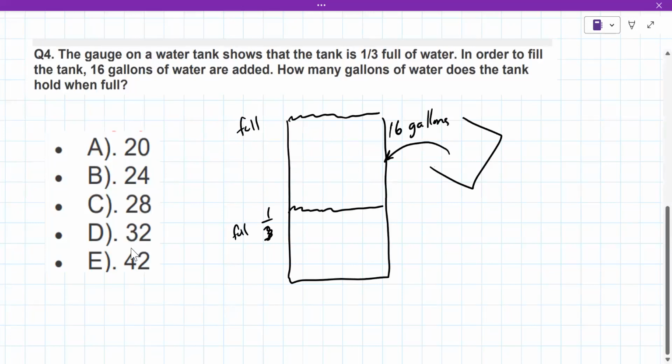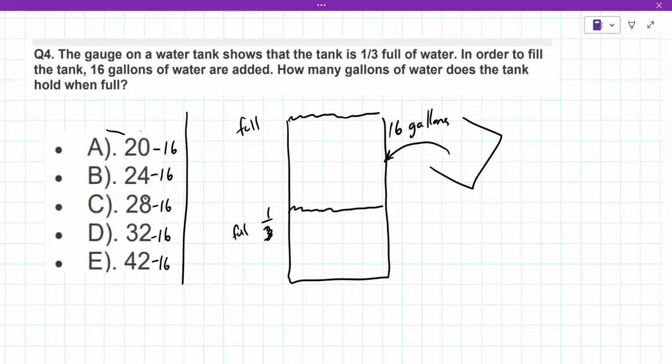So this might be one to work backwards on. If you were to subtract 16 from each of these, could you give me those values? 4. 24 minus 16 is 8. Next one is 12. Notice there's a pattern. It's going up by 4 each time. What would the next one be? 16, and then 20. So these amounts represent the initial amount.